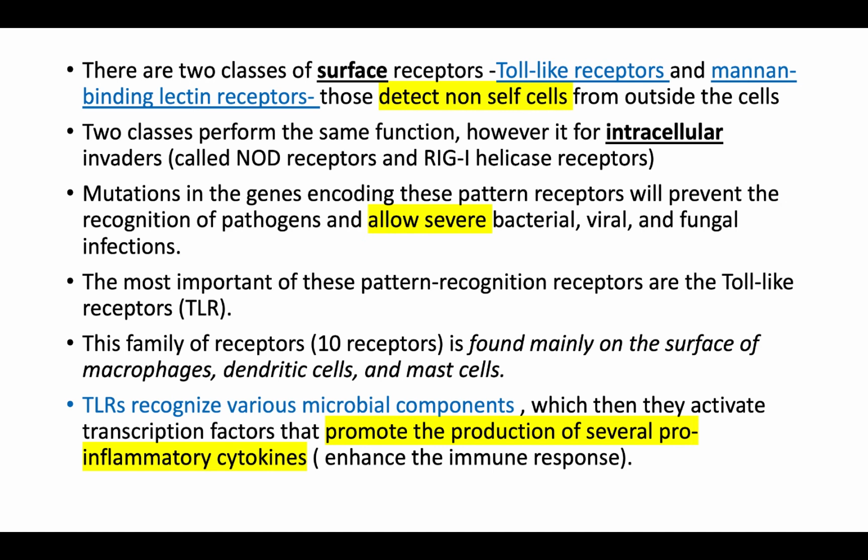The most important of these pattern recognition molecules, you have heard about them before, are the toll-like receptors. This is a family of 10 receptors found mainly on the surfaces of macrophages, dendritic cells, and mast cells. These toll-like receptors recognize, as we said, various microbial components, which then activate transcription factors and promote the production of pro-inflammatory cytokines, and they enhance the immune system.